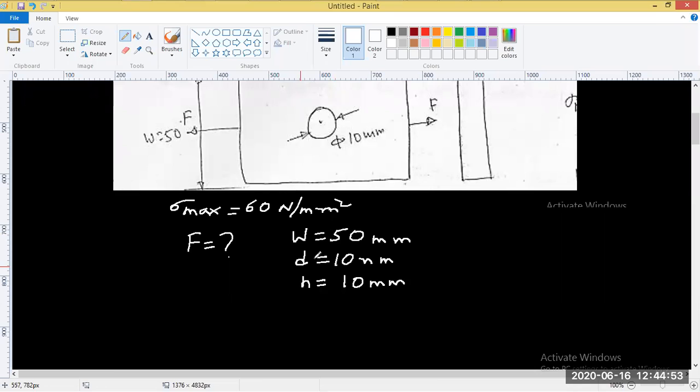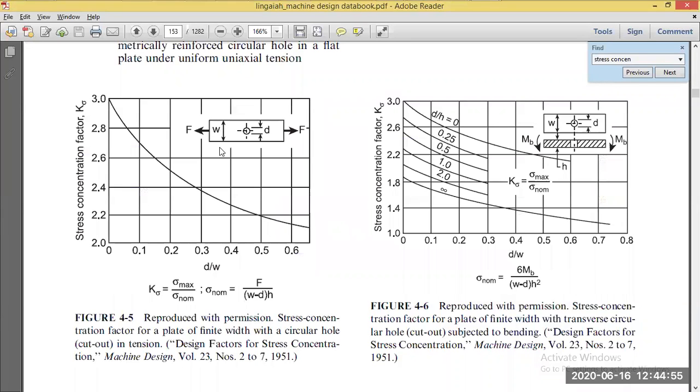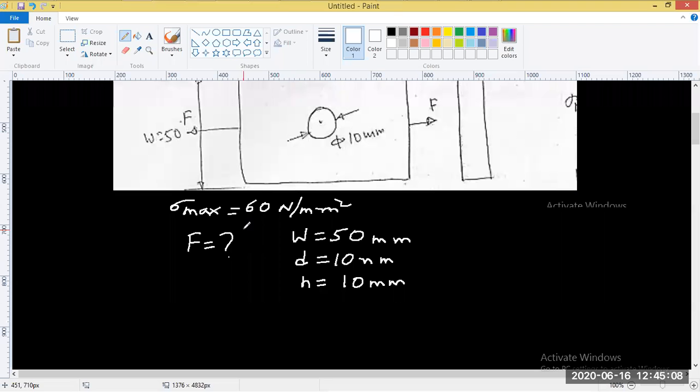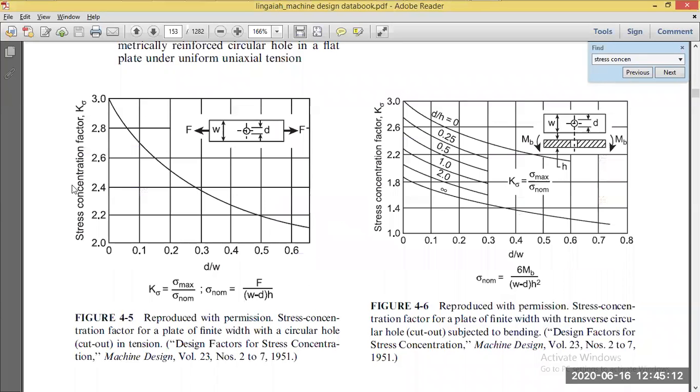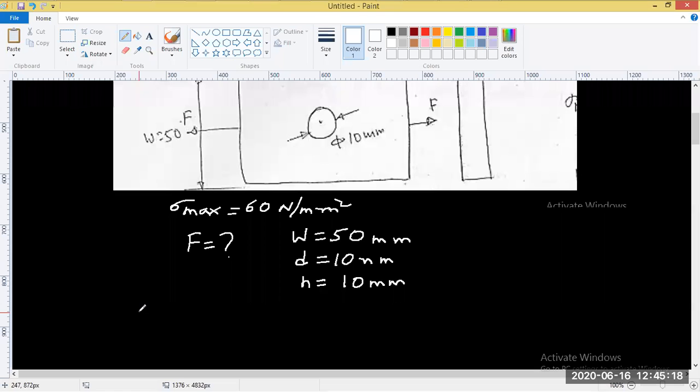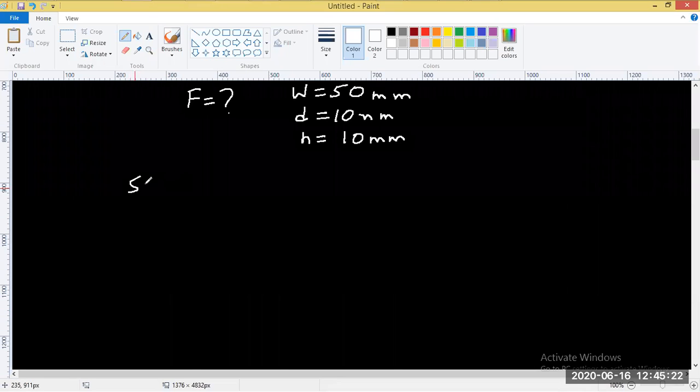H is the thickness. Whatever notations I'm writing, I've taken from the data handbook itself. So W, D, and H is nothing but the thickness. You can see formulas are also given with respect to that particular diagram. Okay, you got it. So let's write the formula. Formulas are also here. This is from figure 4.5. Refer to that particular figure first. Okay. So let's see the solution.